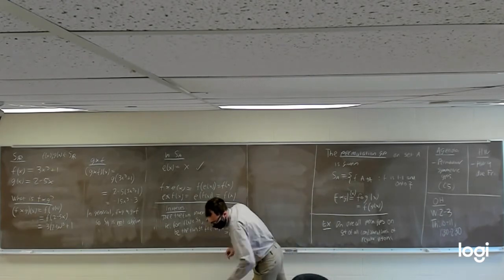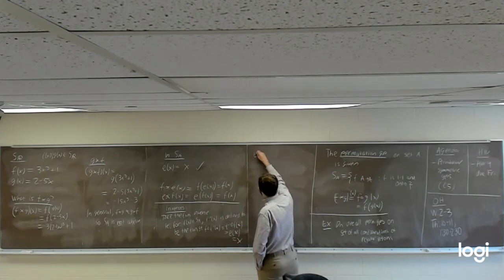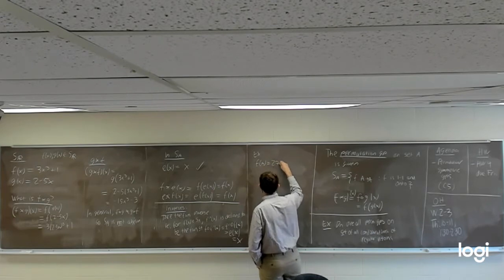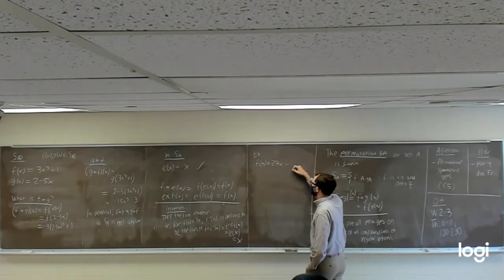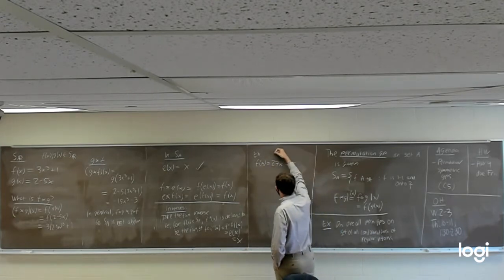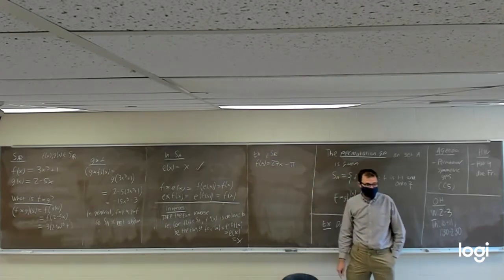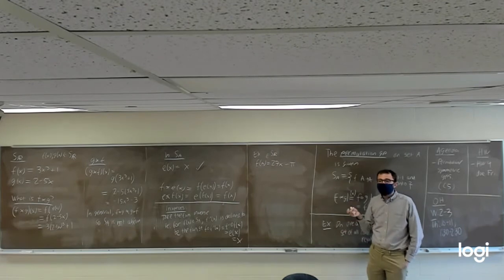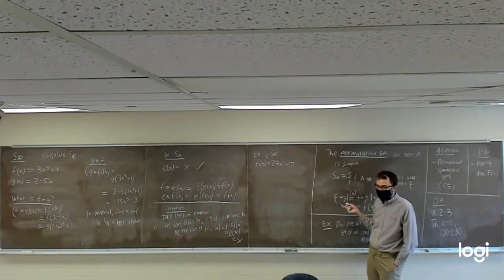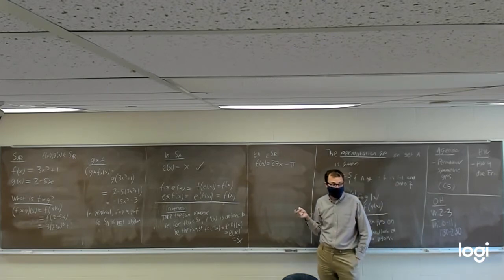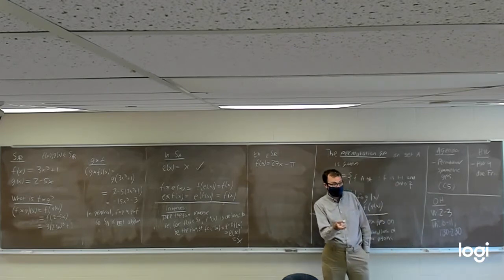If we do a quick example, let's take f of x is equal to 27x minus pi. And this will be a permutation on the set of all real numbers. Does anyone remember the trick for how, given a formula for f of x, you can find a formula for f inverse of x?